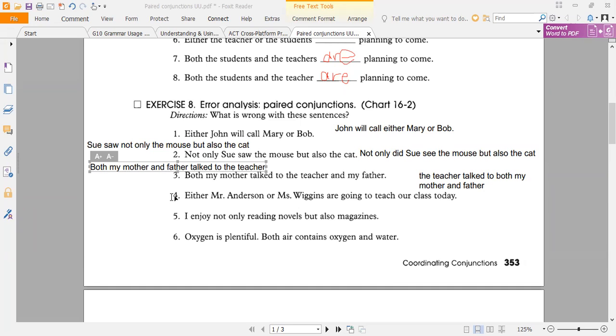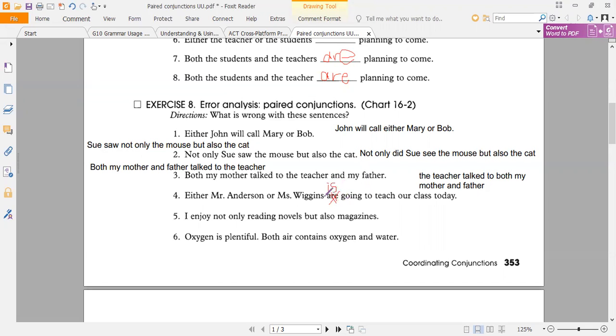However, the original sentence number 4 is actually correct. Either Mr. Anderson or Mrs. Wiggins are going. No, it's not correct. Najaya, how didn't you catch this? Either Mr. Anderson or Mrs. Wiggins is going. We need to cross out are and use is.